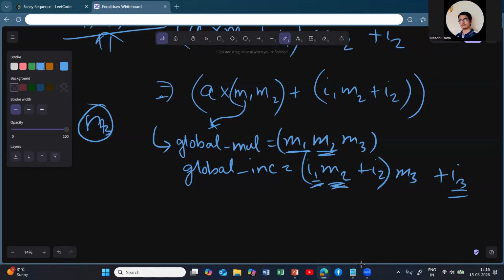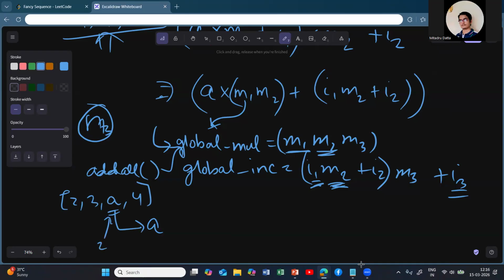Okay, so now you might be thinking, instead of storing all the operations, I just have this global multiplier and global incrementer, which I keep on updating in every function call. Whenever they give me an add all type of call, instead of updating all the elements, I will just update this global adder. And in the vector, let's say I have a 2, 3, and let's say a stored over here, and then 4. Whenever it asks me what element is present at index number 2, I will just pick this a, multiply it with the global multiplier and add the global adder.